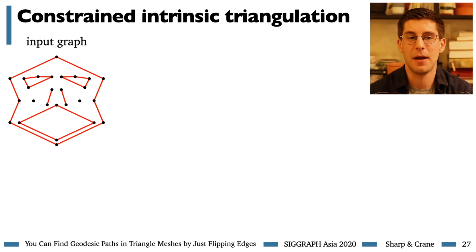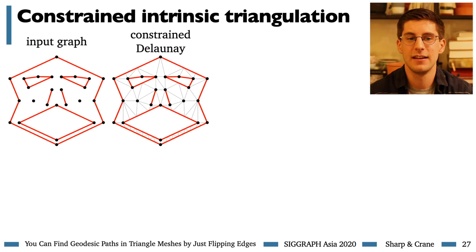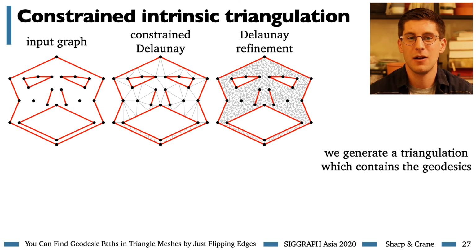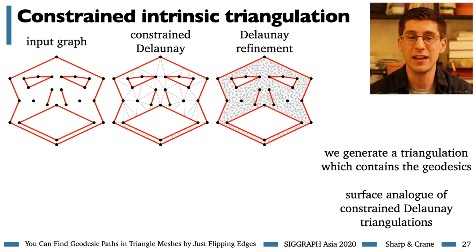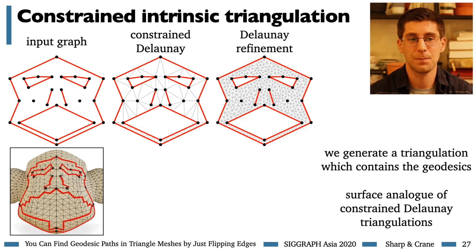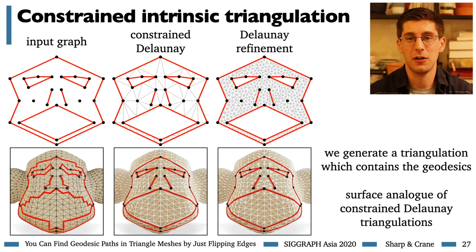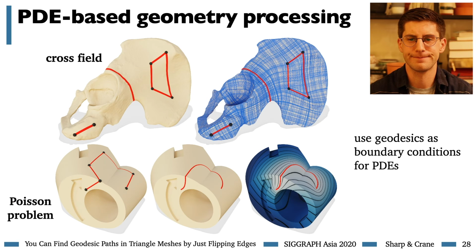In the plane, it might be common to take a set of points and lines, find a conforming triangulation, and then refine it to get a high-quality mesh. Well, recall that our algorithm generates as a byproduct a triangulation containing the geodesics, so it can serve as a surface analog of this procedure, where we take some network of points and paths, find a triangulation corresponding to the geodesics amongst them, and then generate a high-quality version of the same mesh.